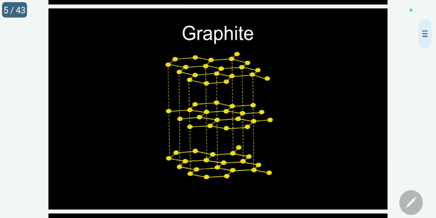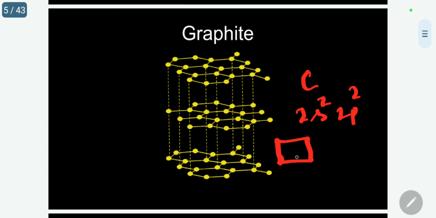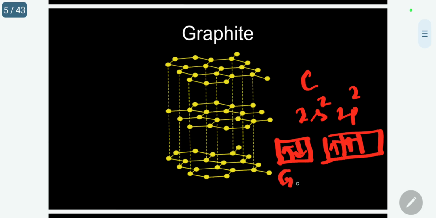So this is the structure of graphite. Kindly follow. In the case of graphite, the carbon electronic configuration is 2s2 2p2. This is the electronic configuration. What will happen in terms of the orbital diagram? I can write it like this. This is the ground state of carbon. What will happen in the case of the excited state?